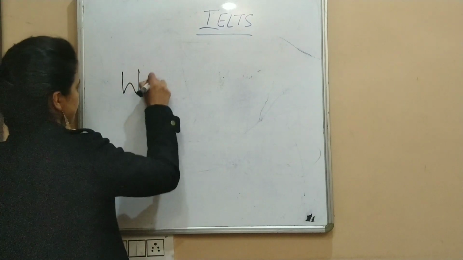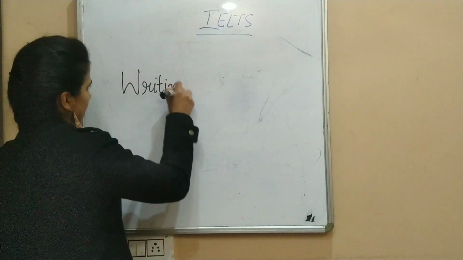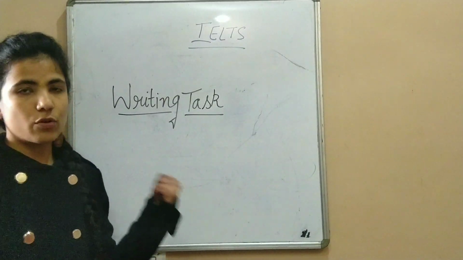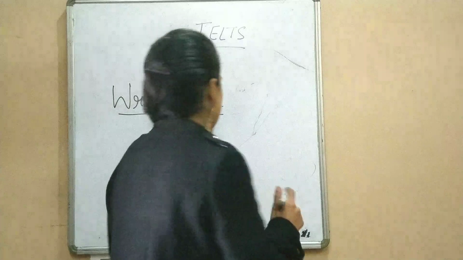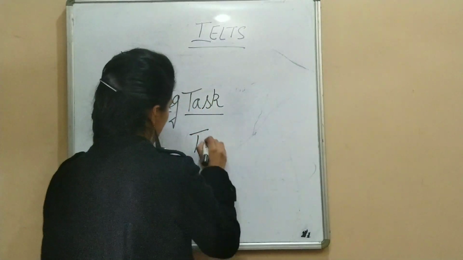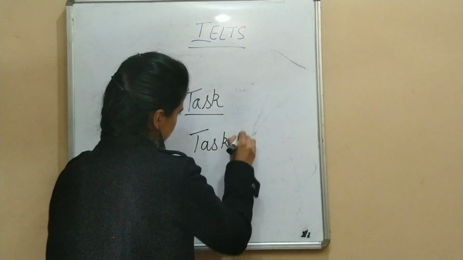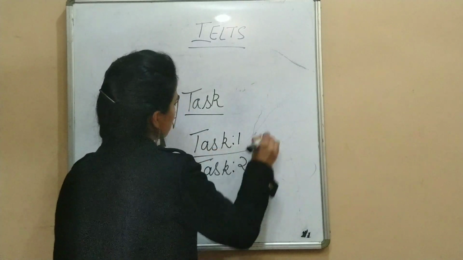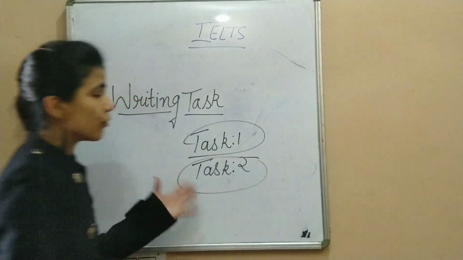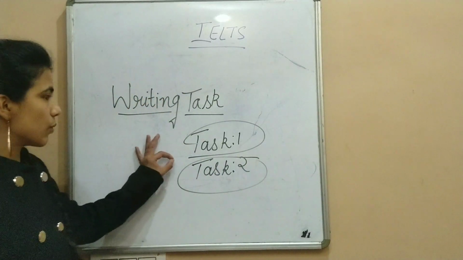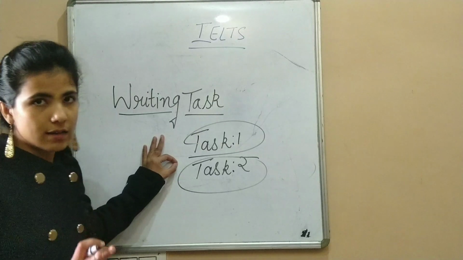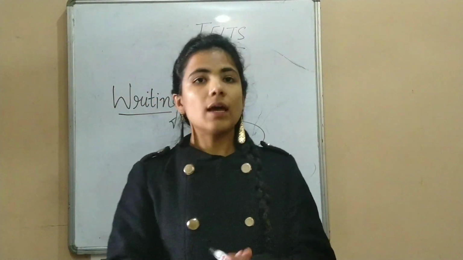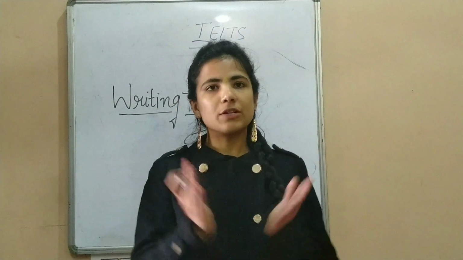Writing task. The next task is writing task. Alright, writing task is of two parts basically, task 1 and task 2 here, which are completely different from each other, because task 1 is a report based task that you need to attempt seeing some illustration or the diagrams given to you, and you need to give words to the picture you are seeing.